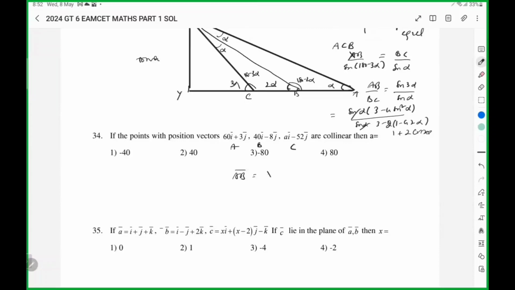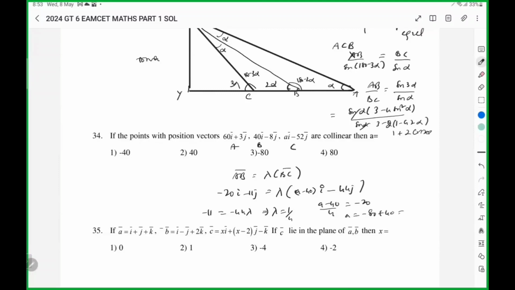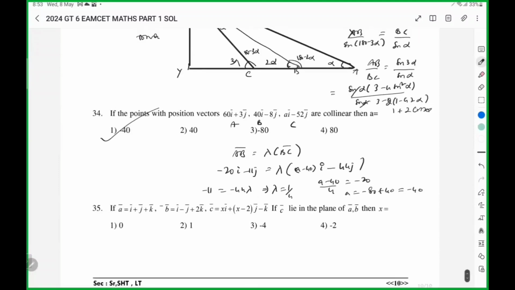These are collinear, means A, B, C. AB bar is some multiple of BC bar. So here 40 minus 60i minus 11j is lambda times BC. A minus 40i minus 52 plus 8 minus 44j. Comparing j coefficients, we get lambda as 1 by 4. So A minus 40 by 4 is minus 20. A is minus 80 plus 40. We get minus 40.